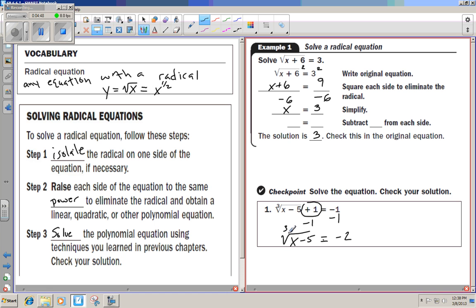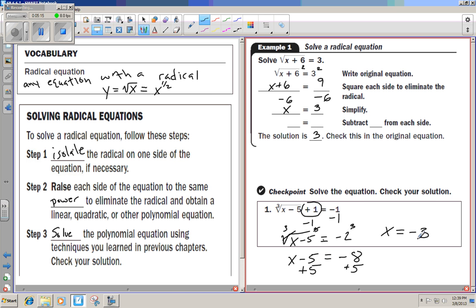This is a cube root. You need to cube the cube root. Those then cancel. When they cancel out, x minus 5 equals -8. Last step, solve for the variable, add 5 to both sides. You now have a solution of x equals negative 3.